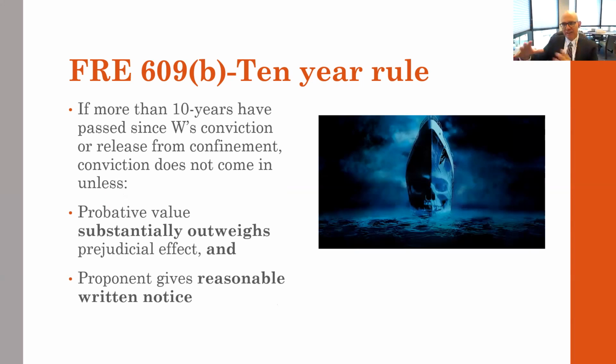Now, the conviction does not come in unless the probative value substantially outweighs the prejudicial effect and the proponent of the evidence gives reasonable written notice. Okay, so unless those two requirements are met, the evidence cannot come in.